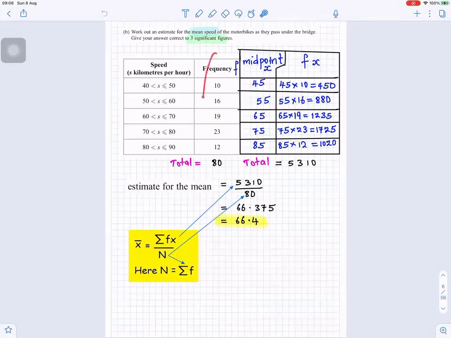Now you get a total for the frequency of 80. And you get a total for these numbers, Fx, of 5,310. So an estimate for the mean is the big number divided by the small number. So 5,310 divided by 80 gives you 66.375. And to 3 significant figures that is 66.4. And that's a formula there which you can use.